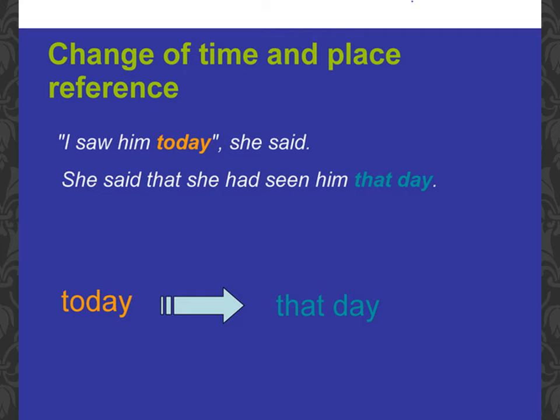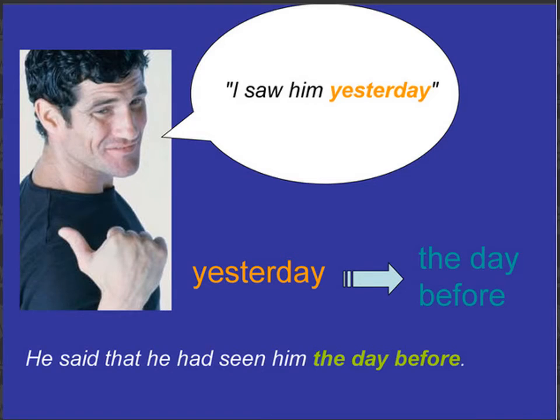A change of time and place references. I saw him today, she said. Today here will be that day. She said that she had seen him that day. I saw him yesterday. Yesterday here will be the day before. He said that he had seen him the day before.